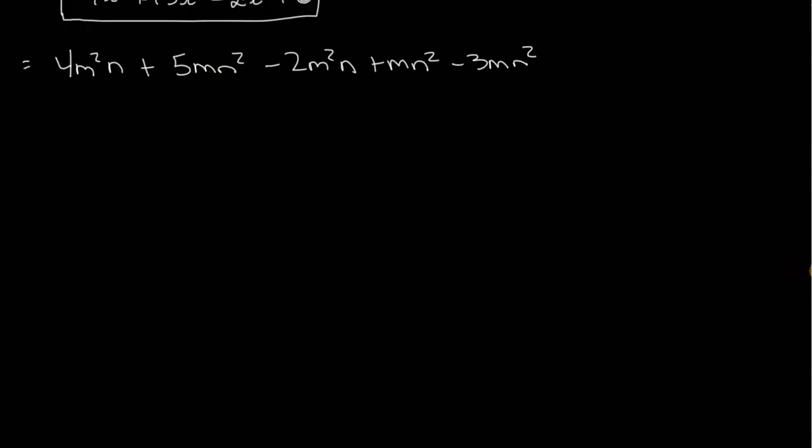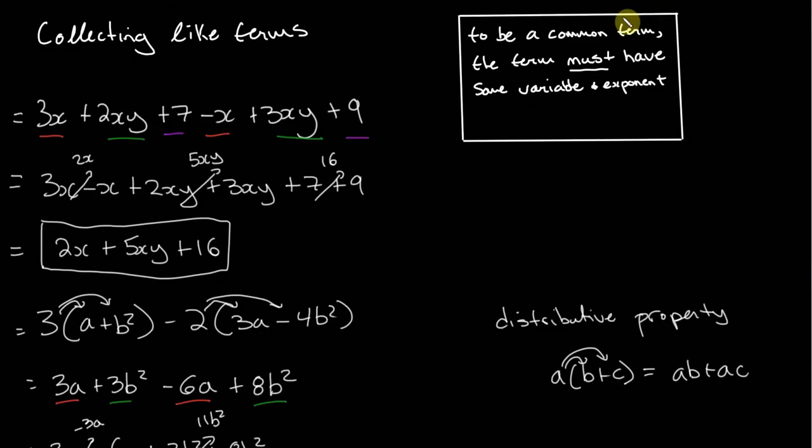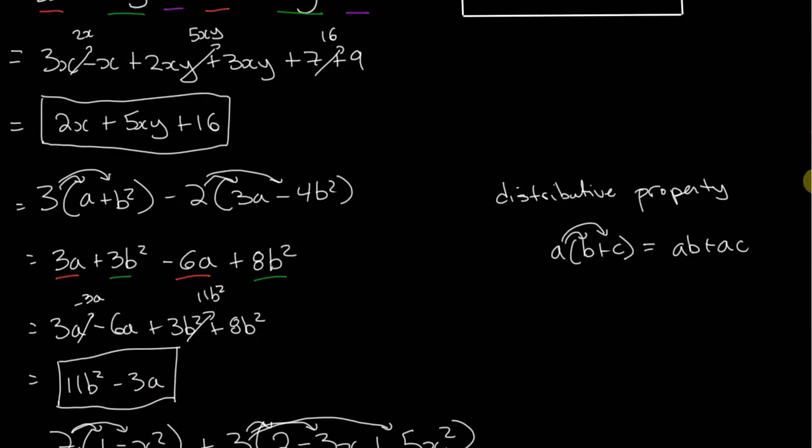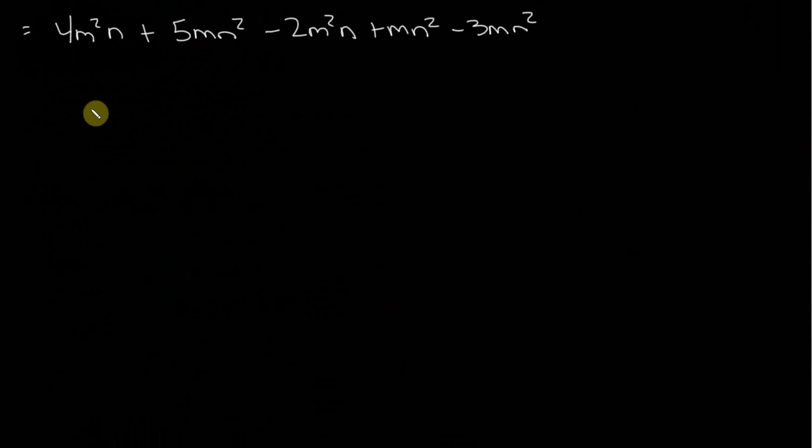But the key intuition, again, as we said at the top, is that to be a common term, the term must have the same variable and exponent, right? That's the key intuition here. So we go back down. We've got one m squared n term, okay, which is different than mn squared. So we've got another m squared n term, and that's all that we've got of those. And then we've got one mn squared term, we've got another mn squared term, and we've got one more mn squared term. So now we've identified our terms, we can combine.